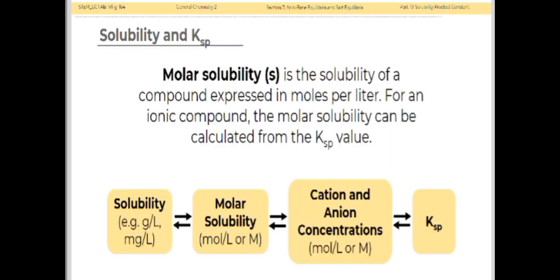Now, molar solubility is the solubility of a compound expressed in moles per liter. For an ionic compound, the molar solubility can be calculated from the Ksp value. The diagram below shows an outline of calculations for determining the Ksp of a compound from the solubility and vice versa.